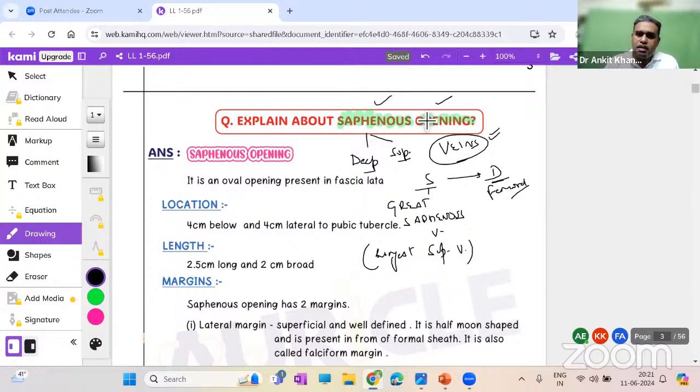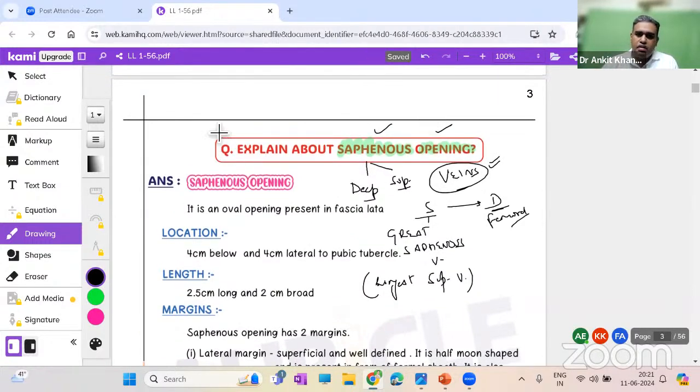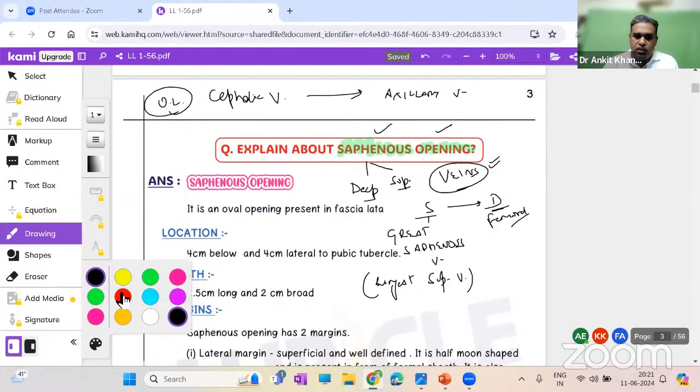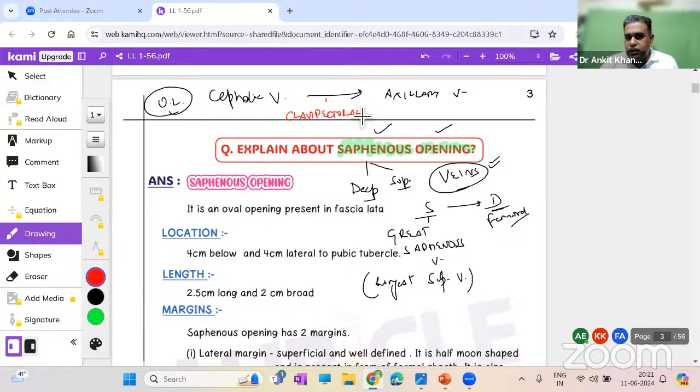Now, how to correlate it? You can correlate it with the upper limb. In the upper limb, we studied superficial veins, the basilic vein and the cephalic vein. That cephalic vein had to enter into the axillary vein. Axillary was a deep vein, and it pierced a fascia. If you recall, what was the name of that fascia? It pierced the clavipectoral fascia. I'm writing it over here, clavipectoral fascia. That is the importance of this fascia.